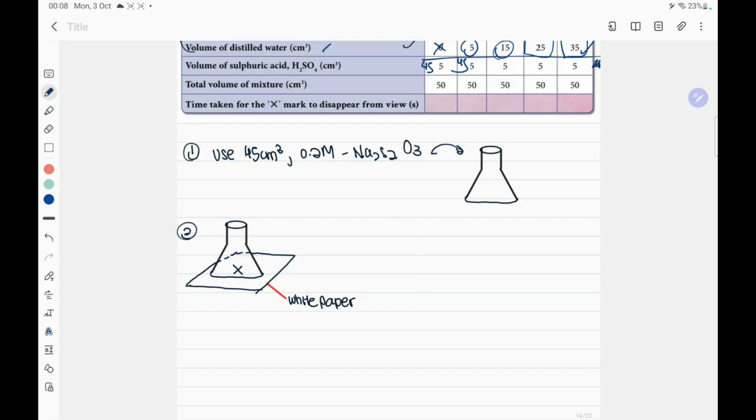Okay, so now let's get into the steps. The first step is that you need to use 45 cm cube of 0.2 molar of this sodium thiosulfate solution, which means you add the solutions inside.